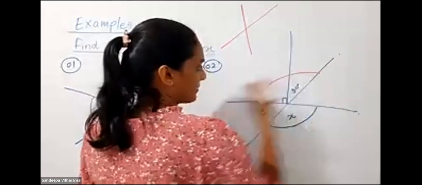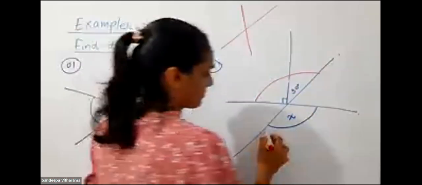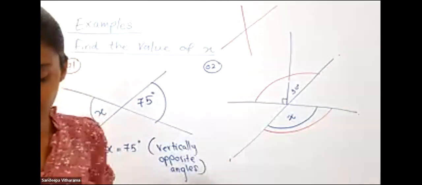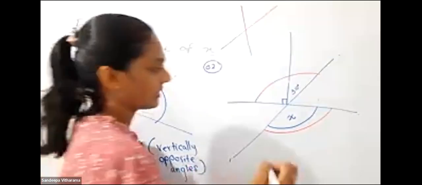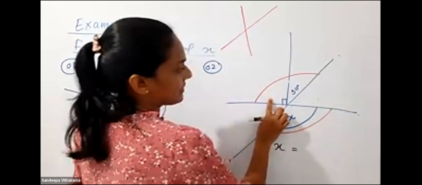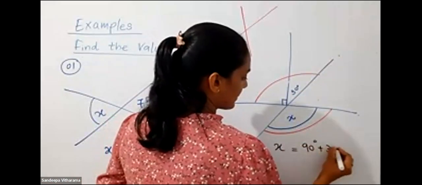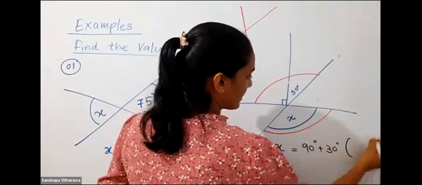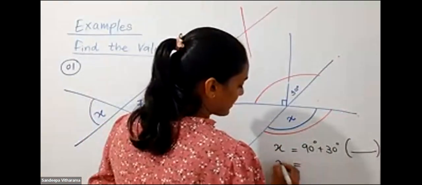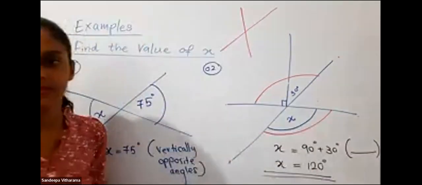Here two vertically opposite angles are formed like this. Then these two are equal to each other. Then what can you say? Here x is equal to 90 degrees plus 30 degrees. Here also the reason is vertically opposite angles. Then write the reason. Then x is equal to 120 degrees. Okay.